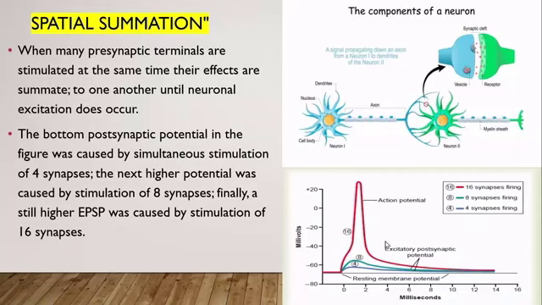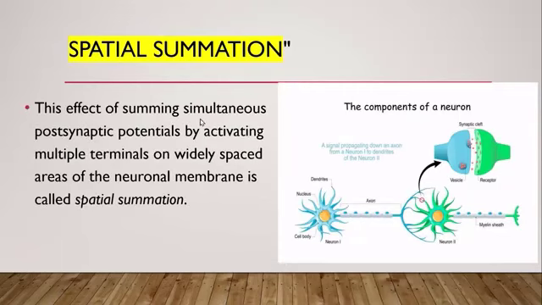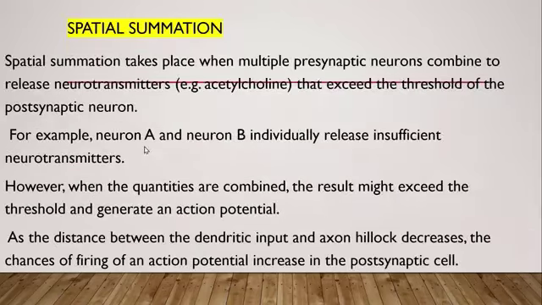So this effect of summing simultaneous postsynaptic potentials by activating multiple terminals on widely spaced areas of the neuronal membrane, this excitation is summated together over a wide area of the neuron, and it causes a postsynaptic action potential, or excitatory action potential. This summation of postsynaptic potentials is called spatial summation. In other words, we can also describe spatial summation as taking place when multiple presynaptic neurons combine to release neurotransmitter.